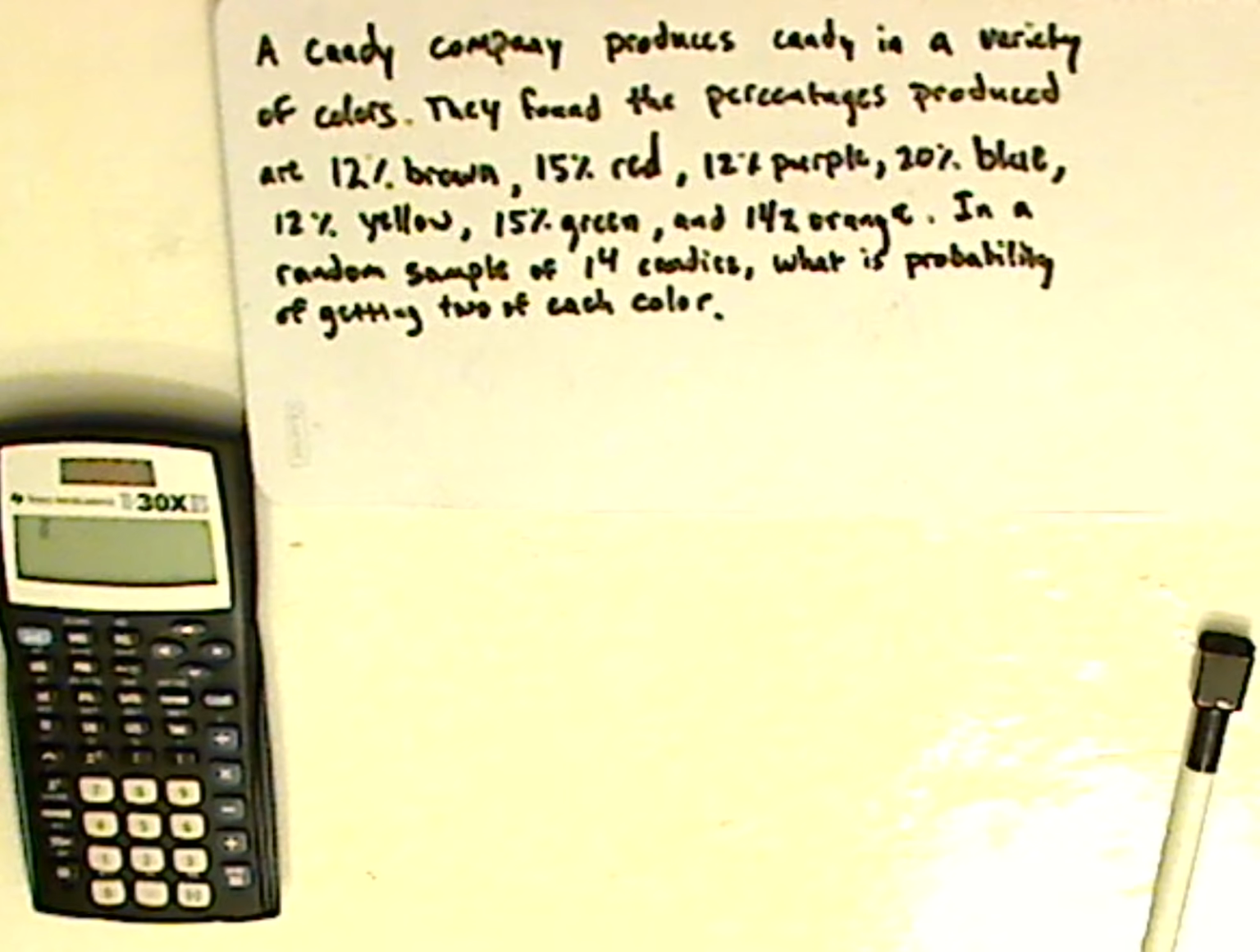A candy company produces candy in a variety of colors. They found the percentages produced are 12% brown, 15% red, 12% purple, 20% blue, 12% yellow, 15% green, and 14% orange. In a random sample of 14 candies, what is the probability of getting 2 of each color? So pause the video and try to do this one on your own.